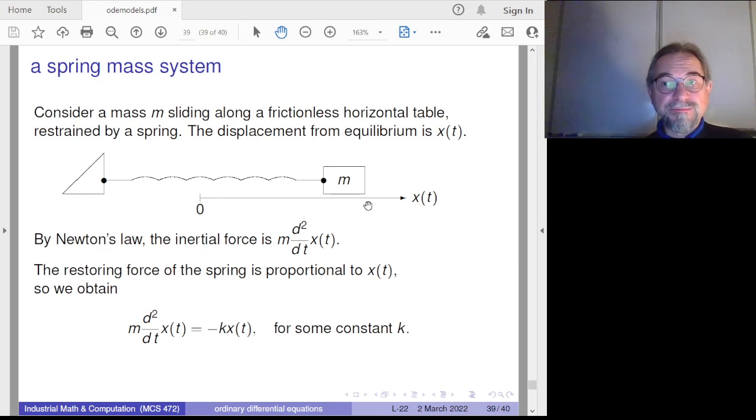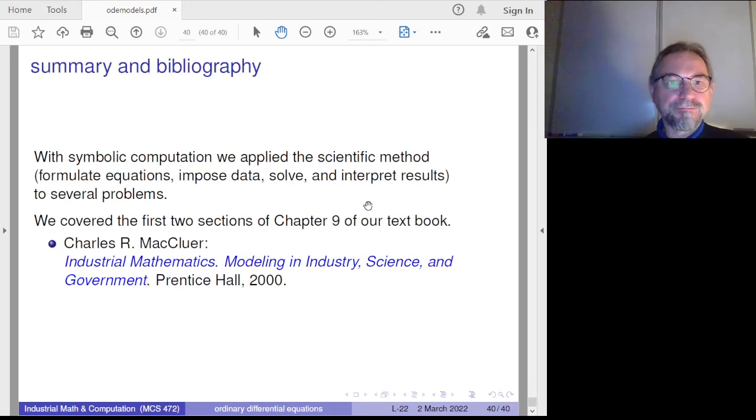Okay, so this was a brief introduction to the scientific method using ordinary differential equations. This lecture was entirely symbolic, which is convenient to formulate the equations, to solve the equations, imposing the data, and then also interpreting the results on problems that are sufficiently simple to state. In this lecture I covered the first two sections of chapter 9 of our textbook, which is listed here.